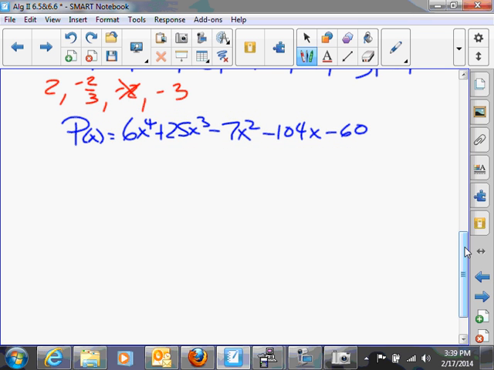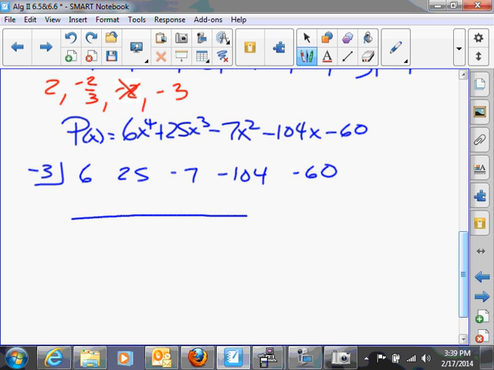So first of all, let's go with -3. I find that if you use the biggest number you can, absolute value-wise, the numbers get smaller quicker, and that's nice. 6, 25, -7, -104, -60.